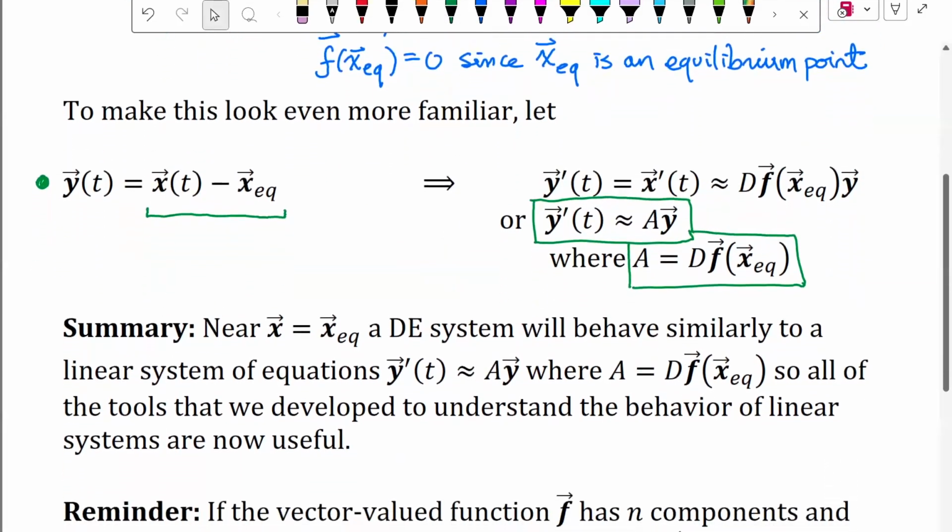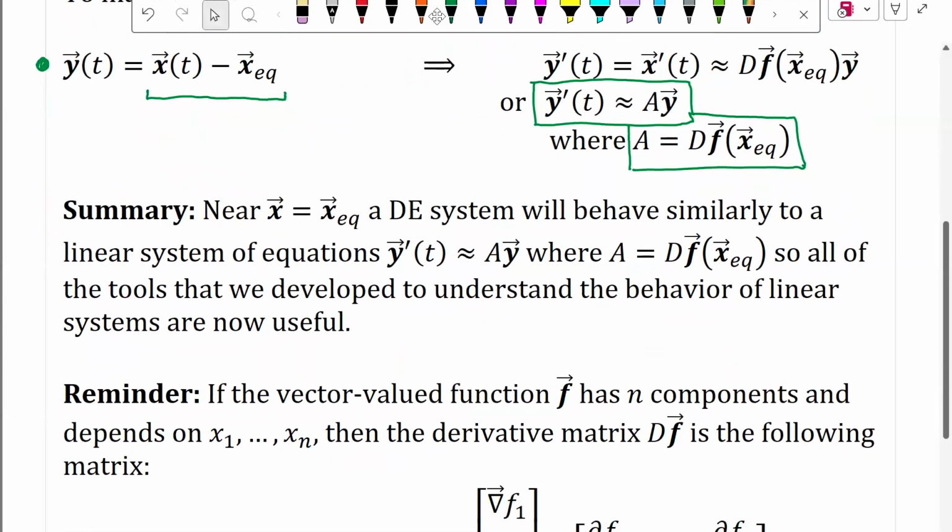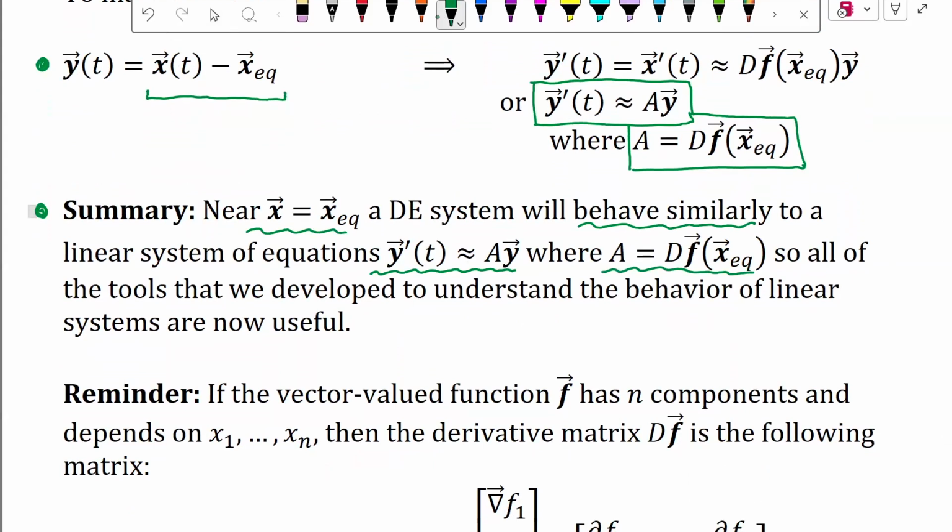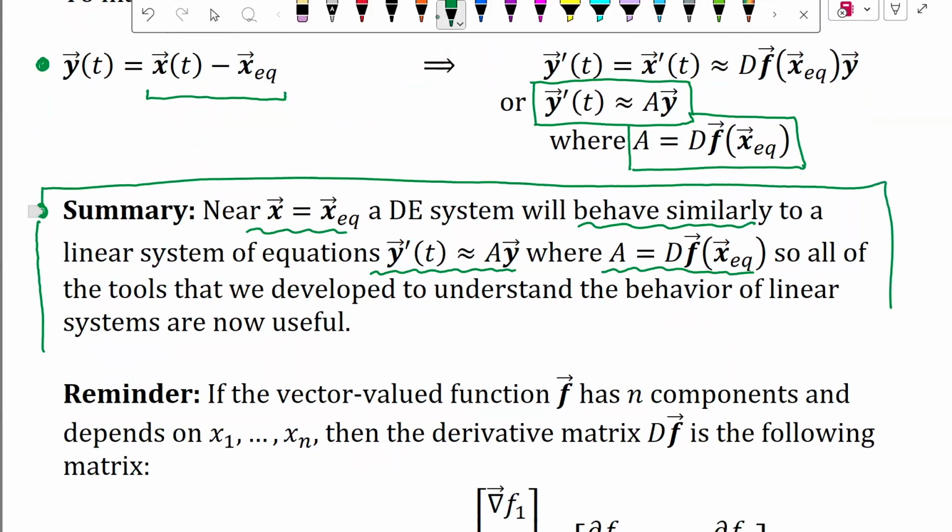What is this telling us in summary? It is telling us that near the equilibrium point, a differential equation system is going to behave very similarly to the linear system of equations approximated by y prime is Ay, where A is the Jacobian matrix evaluated at that equilibrium point, which means we already have all the tools we need now to understand the behaviors of every equilibrium point in a nonlinear system by using the knowledge we've already built for linear systems.